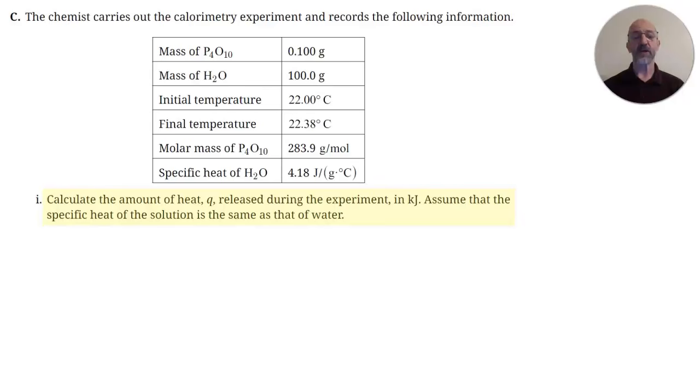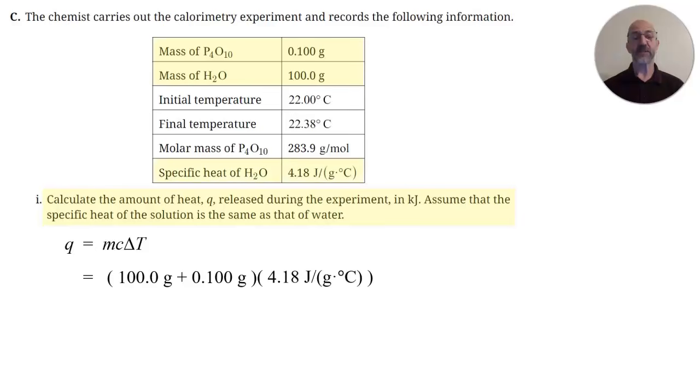So we're going to use the q equals mc delta T equation, and the m represents not just the mass of the water, not just the mass of the P4O10, but the entire mass of the solution. So that would be not just 0.100 grams, not just 100.0 grams, but the combined mass: 100.0 grams of water plus 0.100 grams of the P4O10. Now for the specific heat capacity of the solution, it says assume that that is the same as that of water, which is 4.18 joules per gram degree Celsius.